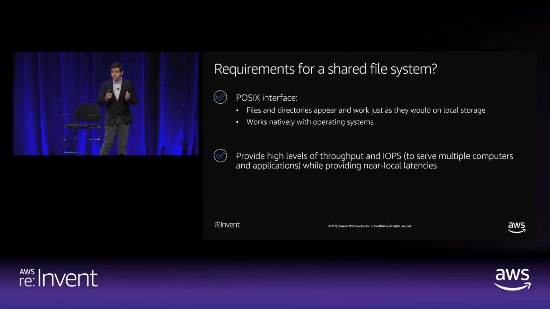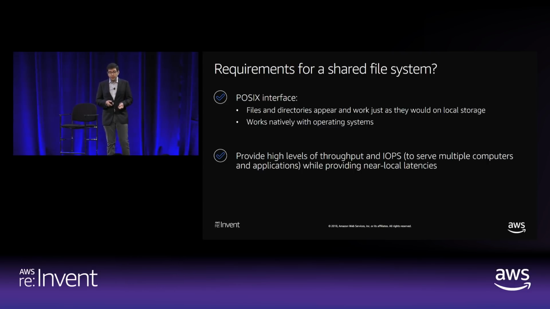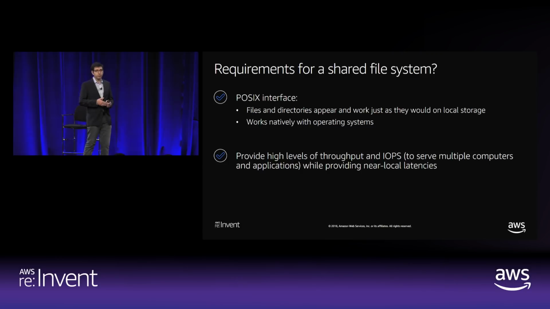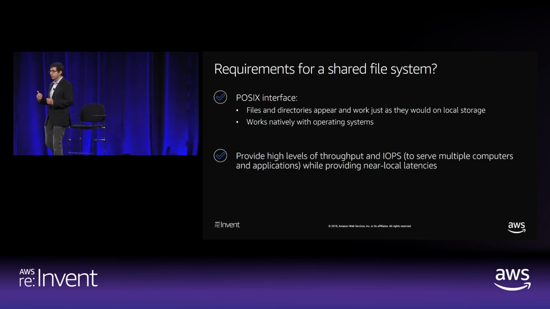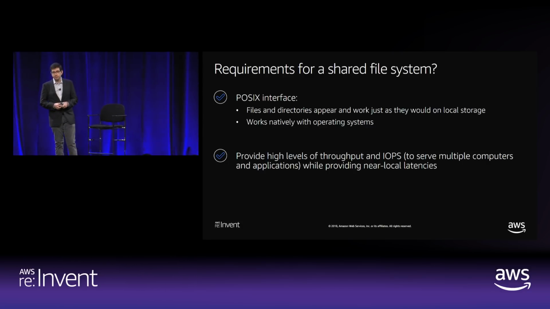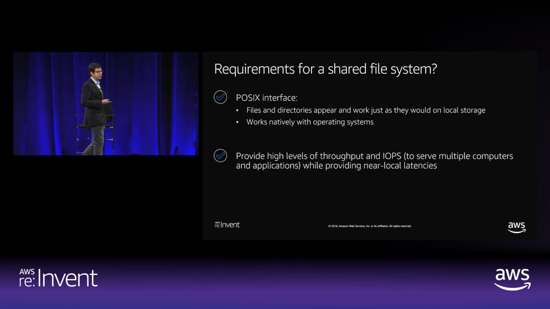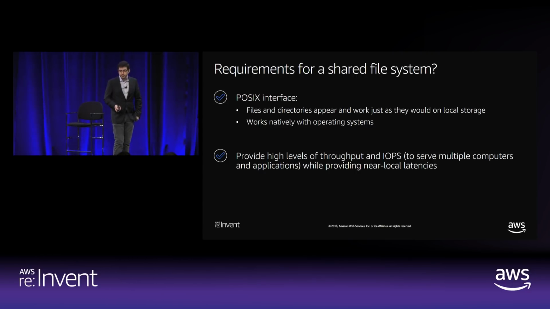But for a shared file system to work for most of these workloads, it needs to really provide two key things. First is a POSIX interface. So files and directories will appear and work just as they would on local storage, and all of the APIs that your operating system provides to work with a file system will work with it. So your applications will just work. And it needs to provide very high levels of throughput and IOPS while providing very low latencies. The high levels of throughput and IOPS are needed because you have a lot of compute processing a lot of data, so you need a lot of throughput and a lot of IOPS in aggregate.